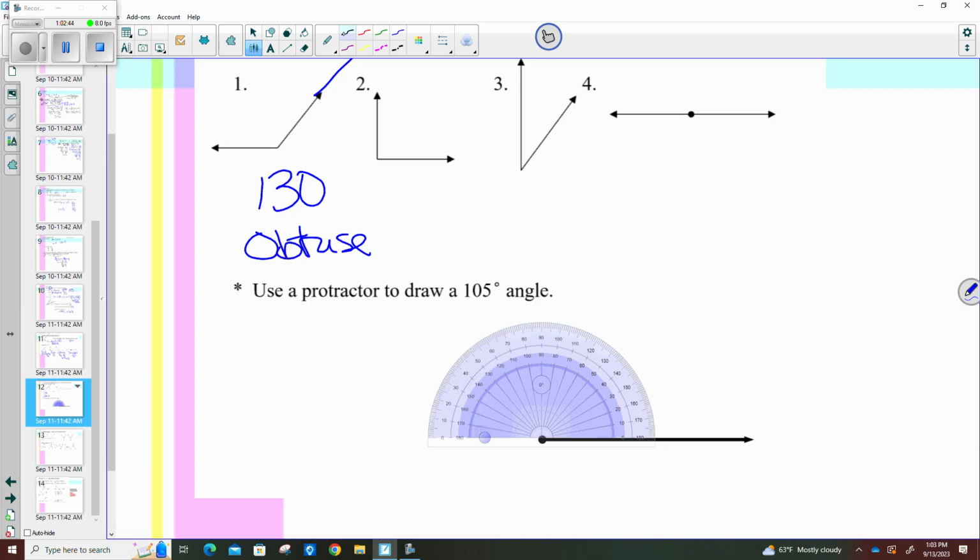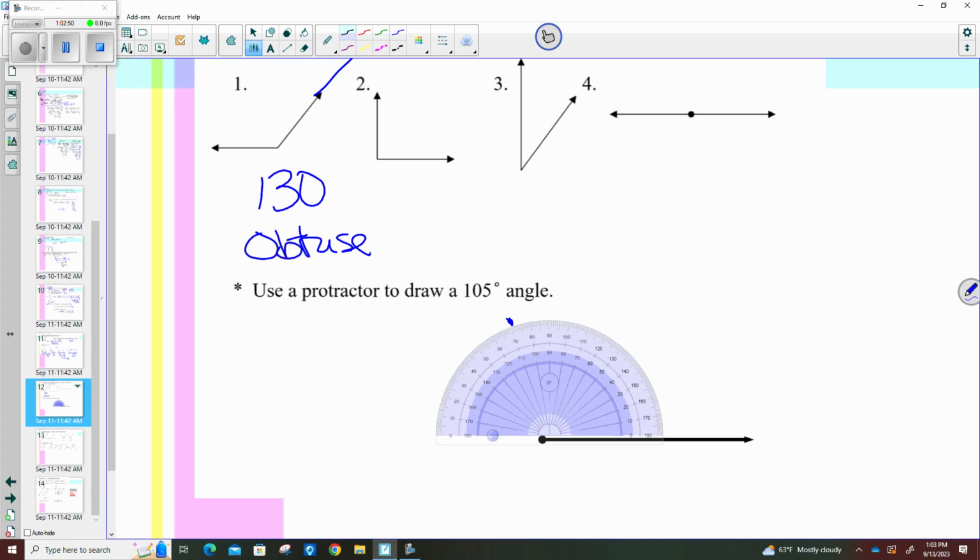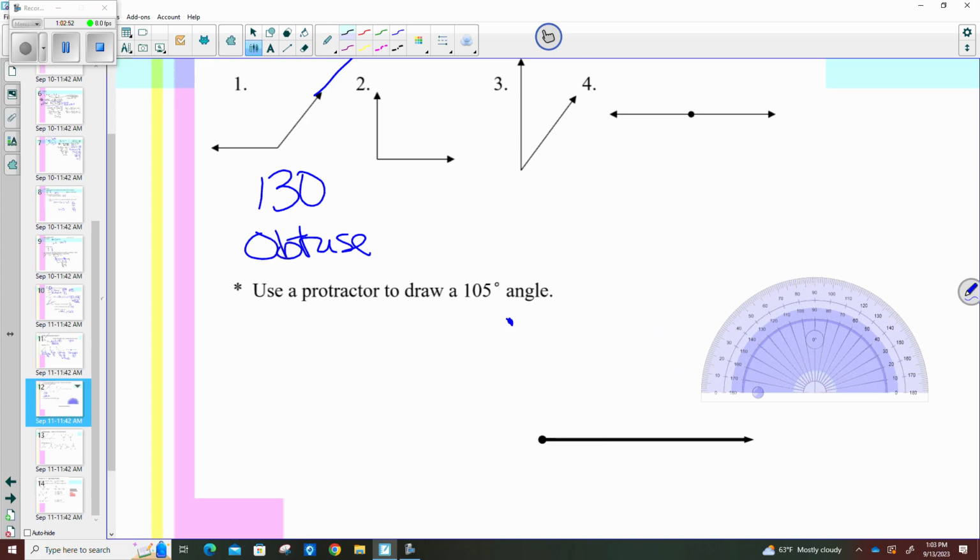Obtuse. So when I count from 0 to 105 and I put a little mark out here where 105 is, then I want to draw in, using the straight edge, the edge of the protractor, whatever, a ray. And I've got to look at it and go, does it look obtuse? Because if it doesn't look obtuse, I used the wrong scale. The last thing you want to make sure of when you draw them is that you put arrows at the end.